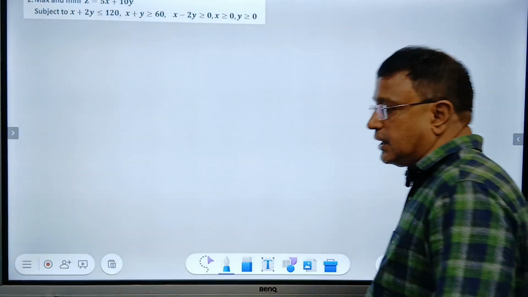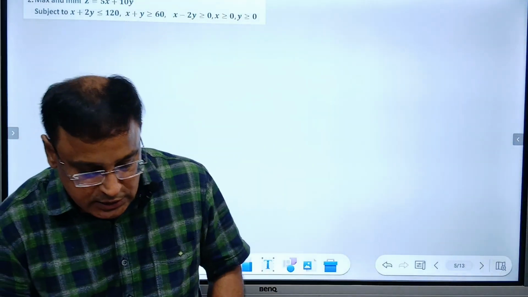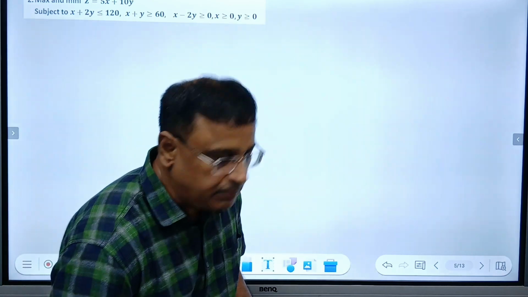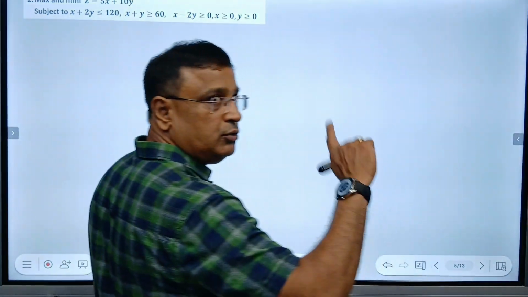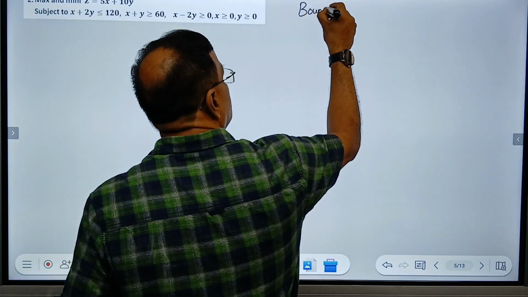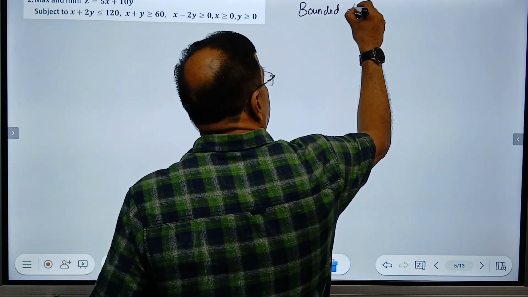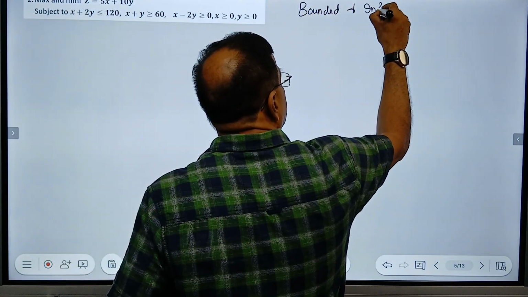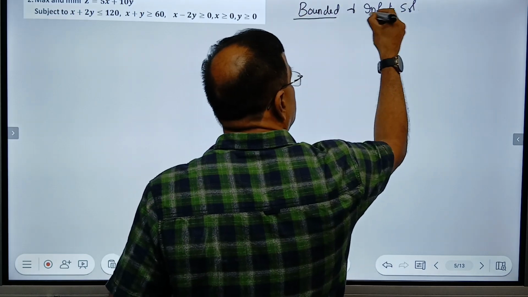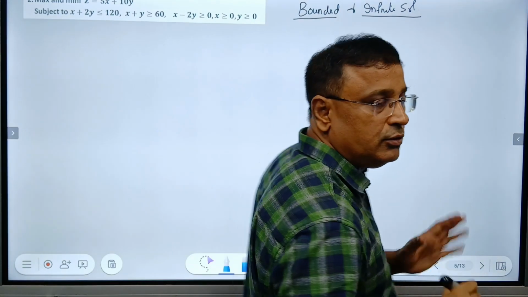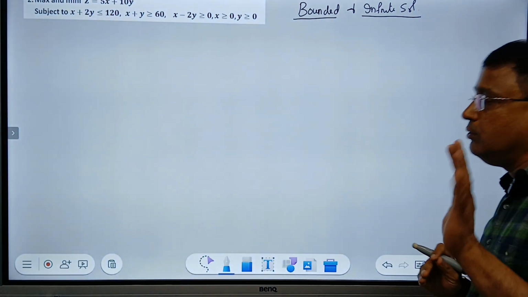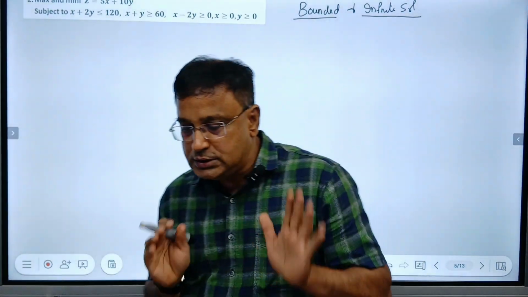Now let's go to the second question. The second question is actually type 2. Now what is this type 2? The first one was bounded with a unique solution. Type 2 will be bounded and have infinitely many solutions. It is bounded but it has infinitely many solutions. Now how do I do this? Now watch this carefully.